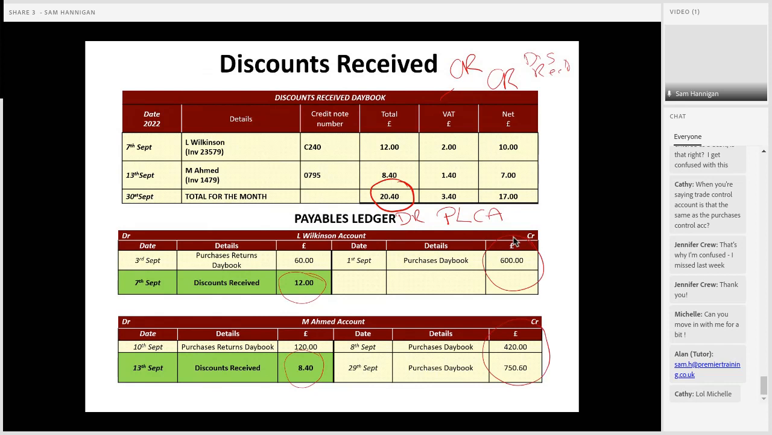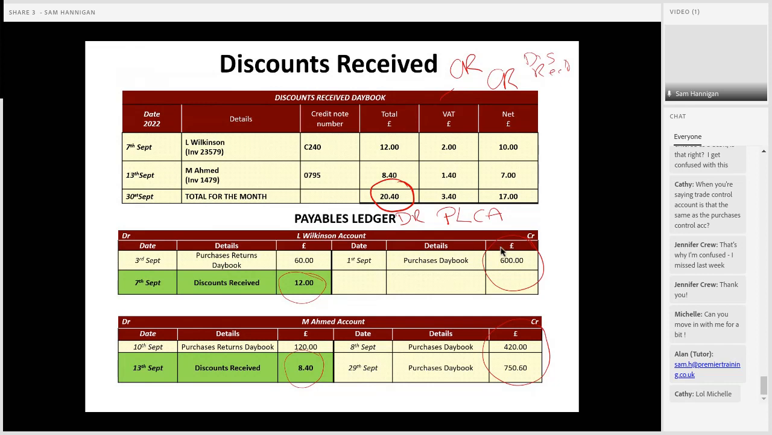Okay, it's really, really important, because if you forget to do it, it's going to mean that your trade payables ledger, your memorandum accounts, Wilkinson's and Ahmed, won't necessarily balance to your trade payables control account, and they've got to balance.